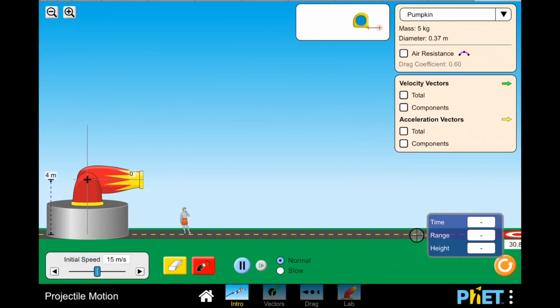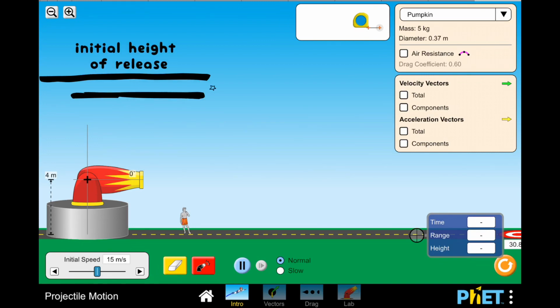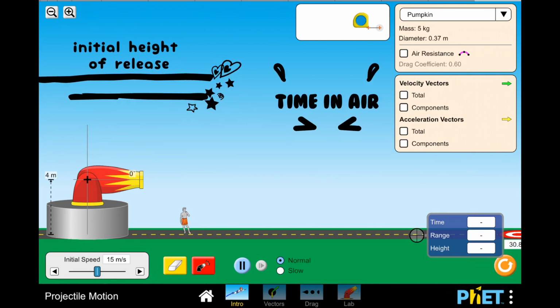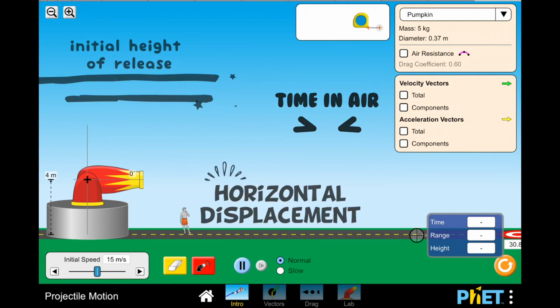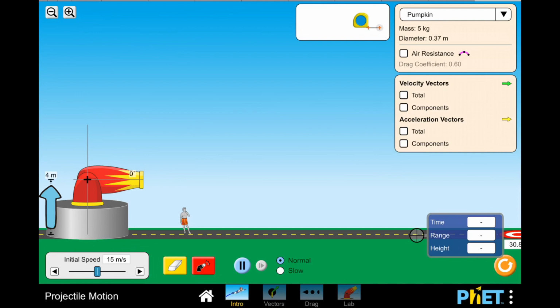Still using this PhET simulation, let us investigate the relationship of the projectile's initial height of release, time in air, and its horizontal displacement or range. To do this, we will just change the height of the cannon from the ground while maintaining a certain initial horizontal velocity, which in this case is set to 15 meters per second. Let us start with a height of 4 meters and observe the projectile's trajectory.